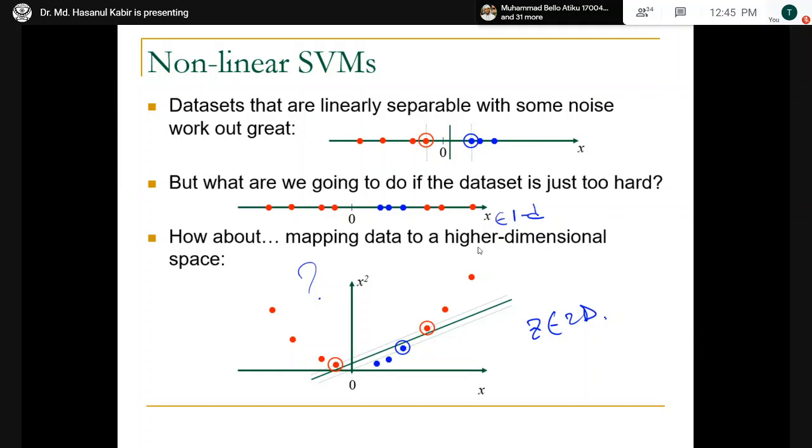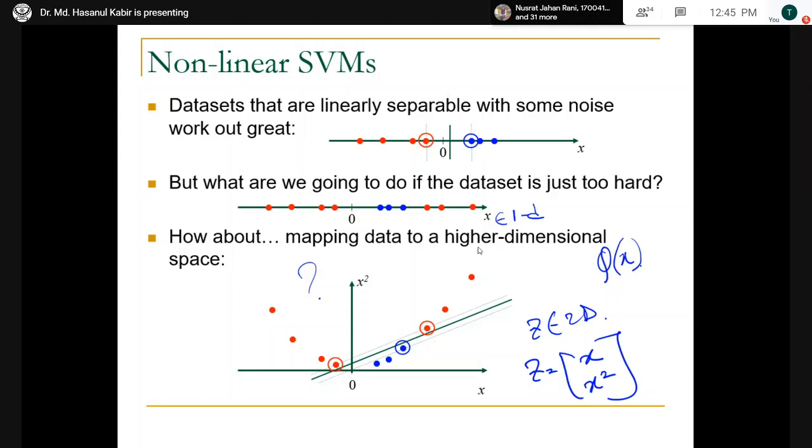Okay. But how did I get this? How did I transform to this two-dimensional space? The value of z I've computed like this. The first element is going to be x. The second element is going to be x squared. So isn't it what we have seen earlier that we do this phi transform? Yes or no?